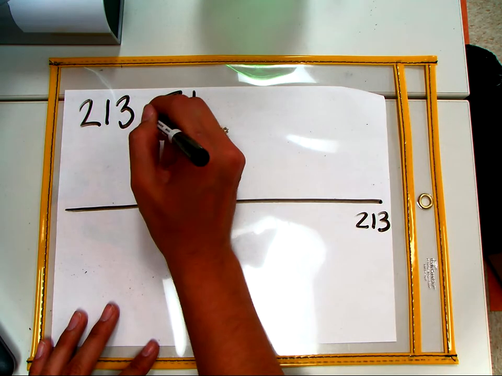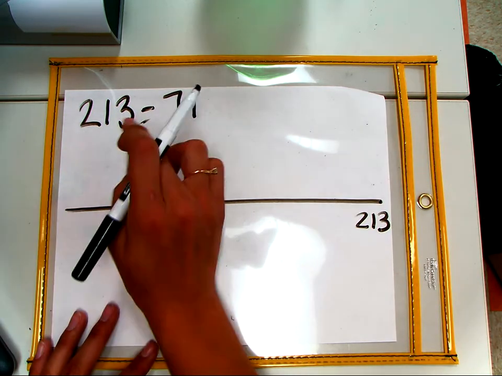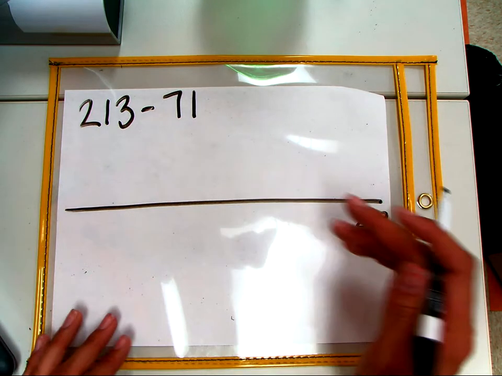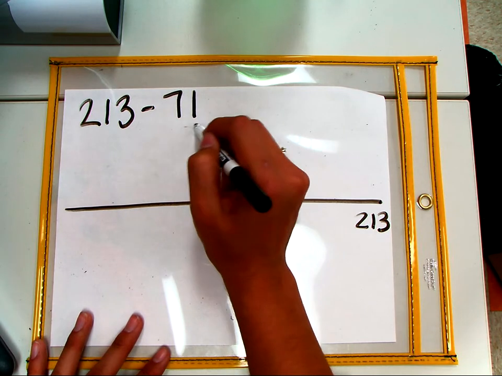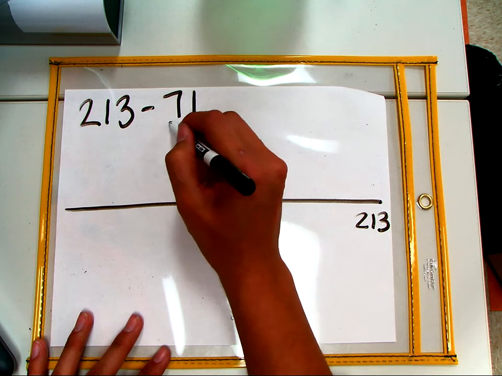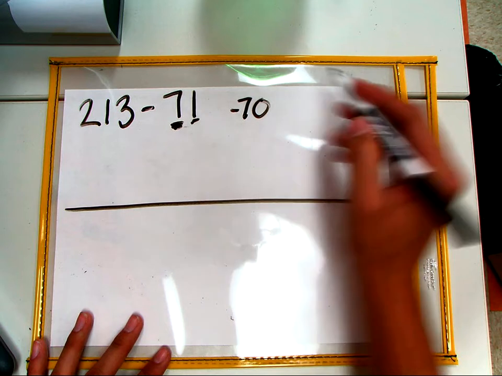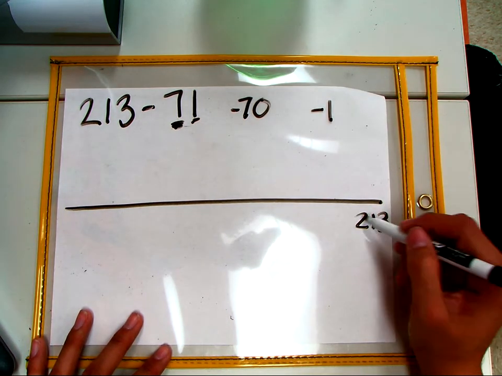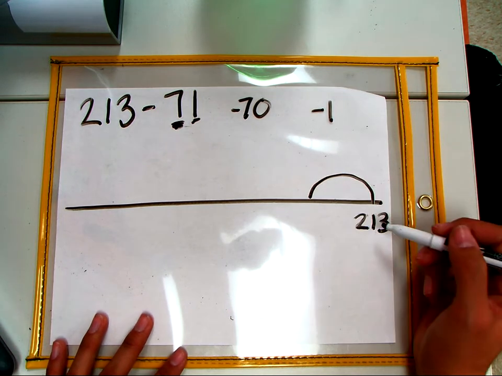Since I'm subtracting, I'm going to be working back on the number line because I'm getting smaller. My numbers are going to be getting smaller just like they would on a number line. So when I go to subtract, I'm looking at the number 71. My jumps are going to be broken into tens and ones. So I know that the 7 means I need to subtract 70, and the 1 means that I'm going to be subtracting 1.